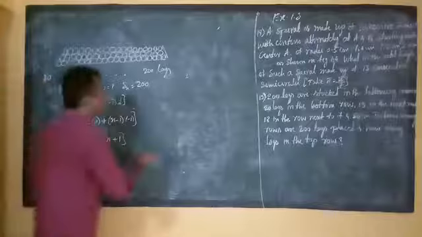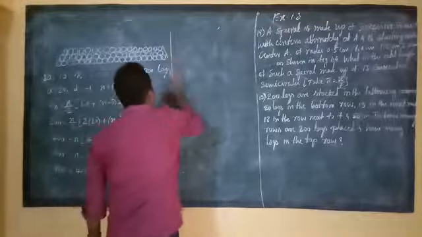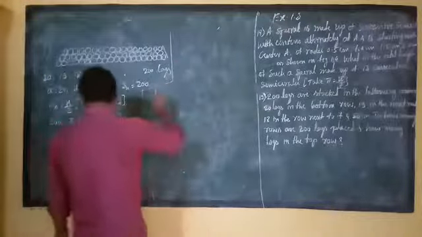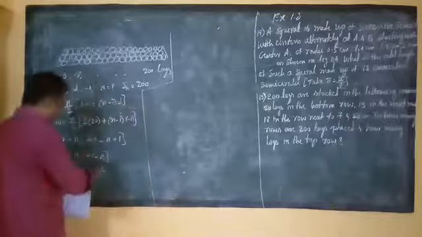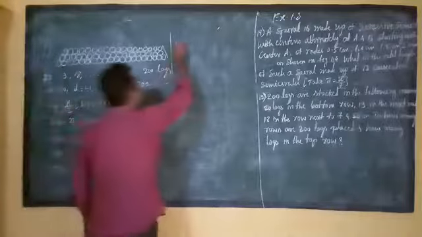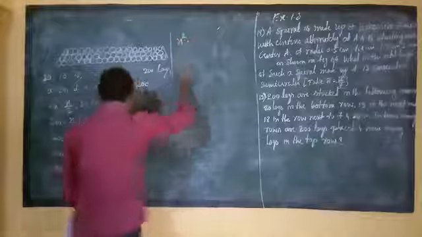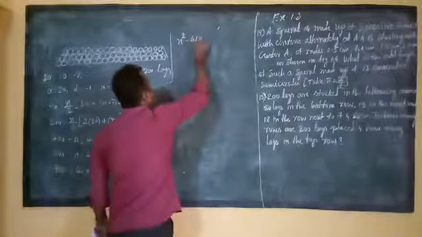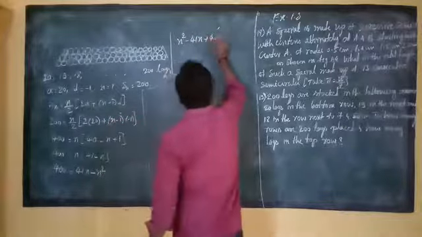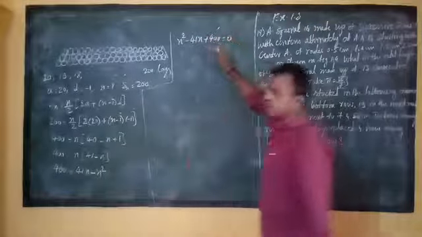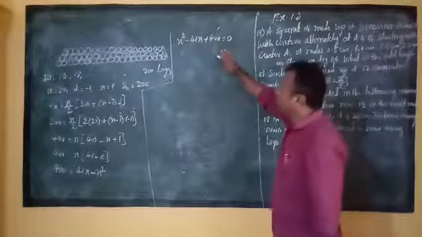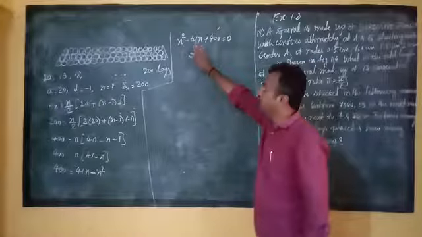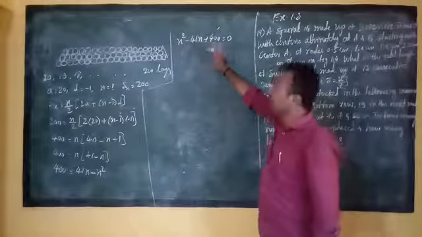Yes students. Now bringing everything to one side, n square minus 41n plus 400 is equal to 0. So it becomes a quadratic equation. Now we have to factorize it by splitting the middle term.